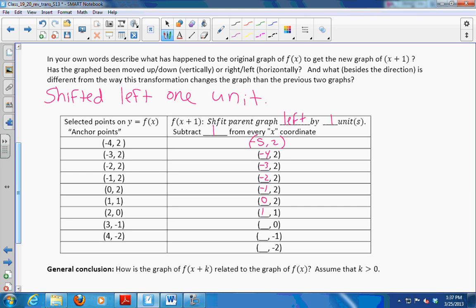So the y coordinates are not supposed to change. So 1, 1. That's perfect. This point here, the y coordinate's not supposed to change. Just the x coordinate goes left 1. So this should become 0, 1. I messed that up. And then 2, 0 should become 1, 0. The y coordinate stays the same. And then 3, negative 1 becomes 2, negative 1. And 4, negative 2 becomes 3, negative 2. There you go.